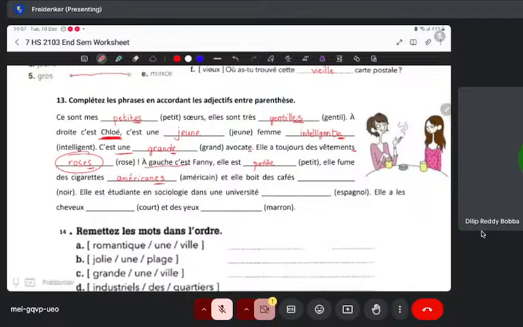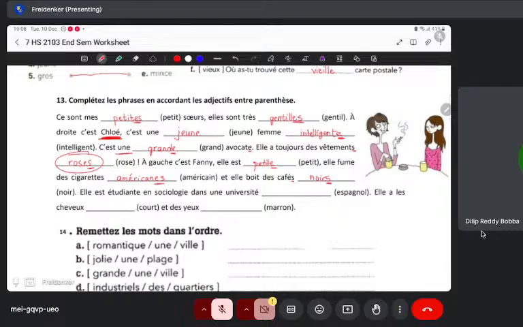On the left, it's Fanny. Fanny is small because L is there. She smokes American cigarettes, okay, and she drinks coffee, black coffee. So plural, right? And black is just black, so it's just a normal color, so you're supposed to change it. So café is masculine, so only S will come. So this is plural masculine, right? So you'll only get an S, no E.